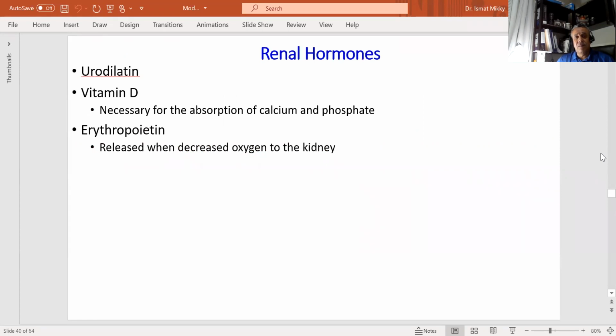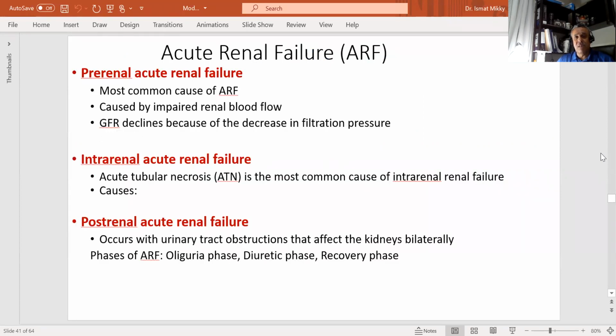Next slide, which is acute renal failure. The terminology now is acute kidney injury, because when we say failure, it means it's irreversible. But you can say acute kidney failure, renal failure, kidney failure, or acute kidney injury. It can be pre-renal, intra-renal, or post-renal.